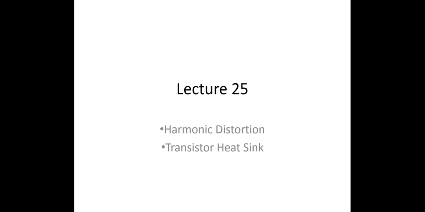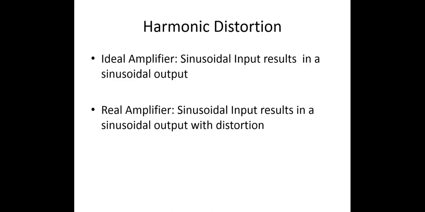Today's lecture consists of two portions. The first one is the harmonic distortion in power amplifiers, and the second one is the heat dissipation in power amplifier circuits and the reason for using a heat sink in these circuits. So let's start with the harmonic distortion in power amplifiers.